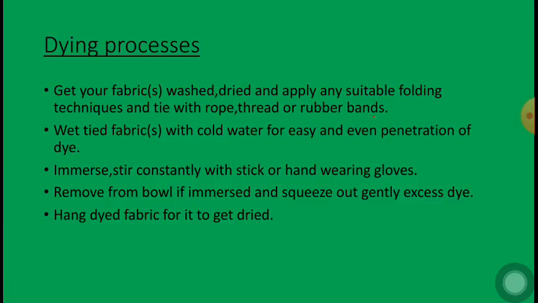Number two, wet the tied fabrics with cold water for easy and even penetration of dye. That's in the case of those that do not want to dip their fabric into a bowl of dye. If you don't want to dip your fabric into a bowl of dye, you can put it in, let's say, a net. Then you use a bottle with a pointed tip containing your dye. Now you pour on your fabric those areas you want the dye to penetrate. You pour your dye properly.